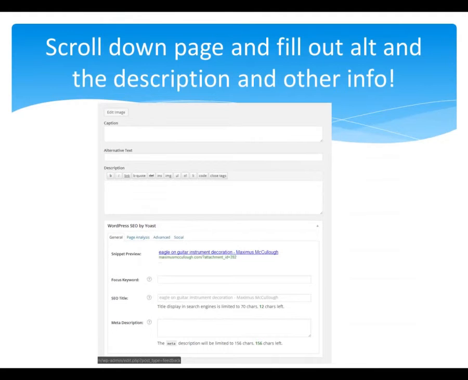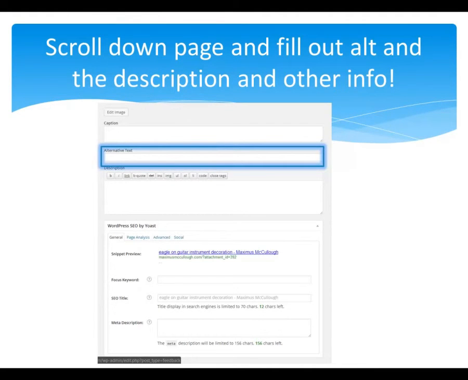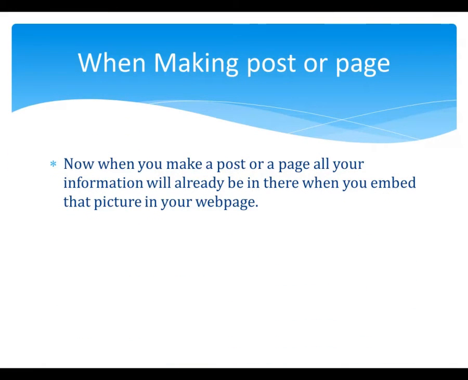Now, if you scroll down on the page, you're going to find these little blocks. You definitely want to fill in the alternative text. You could call it Eagle on guitar instrument decoration as well. You can even give it a description. That would be a good idea as well, to describe what this image is about. And you see your WordPress SEO by Yoast. You can fill out that information there to make sure that you're utilizing your keyword phrase effectively. So when you make a post or a page, all your information will already be in there when you embed that picture in your web page.